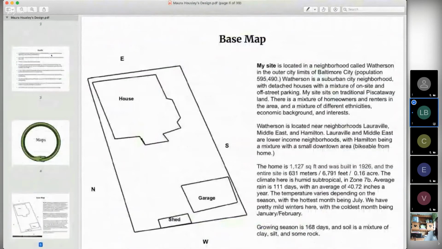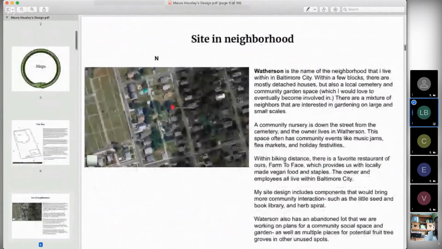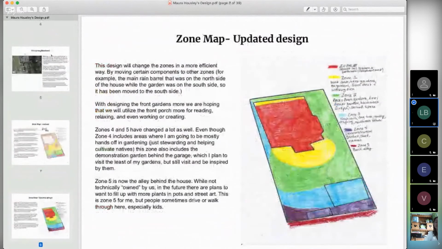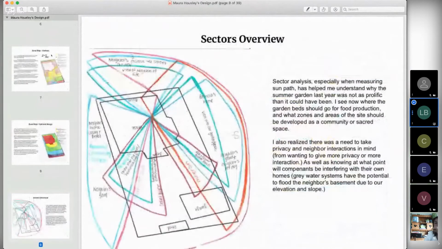Then you do a whole bunch of maps. So you always do a base map where you plot out the elements, the parts of the design that are fixed and permanent. You look at where your site is in a neighborhood. You do what's called a zone map, and I'm going to talk about that more later. You look at different ways that you're going to use different parts of a property. You also do sectors, which again, I'm going to zoom into a little bit more later, where you look at your different energies that are flowing through your landscape, which can be things like sun, wind, animals.